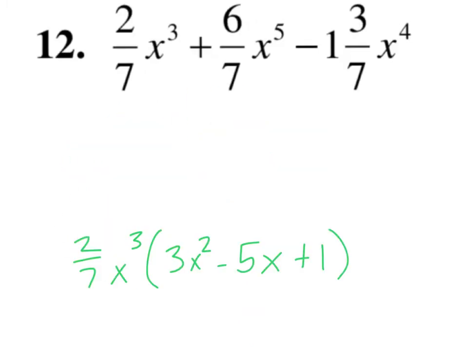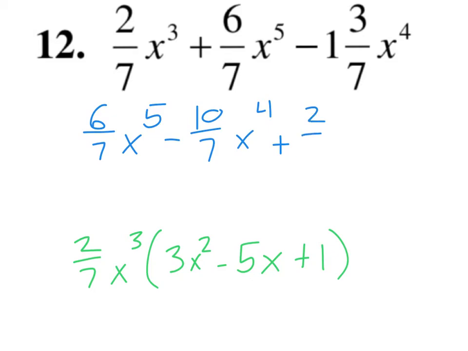First thing I would do in this problem is I'm going to rearrange the terms to put them in descending order. Okay, so I want the largest exponent listed first to the smallest. And then I'm also at the same time going to change this mixed number to an improper fraction. Okay, because we do not like mixed numbers. So rearranging this, I get 6/7 x to the 5th minus 10/7 x to the 4th plus 2/7 x to the 3rd.